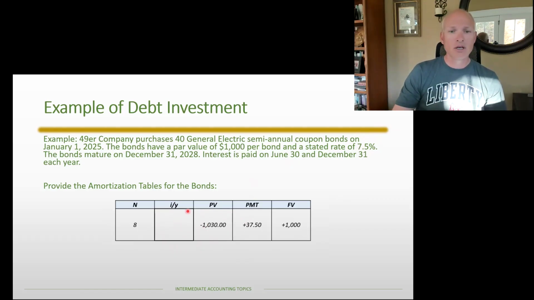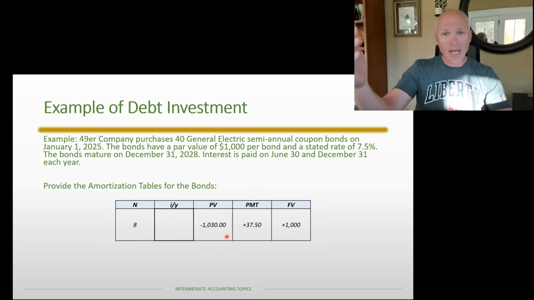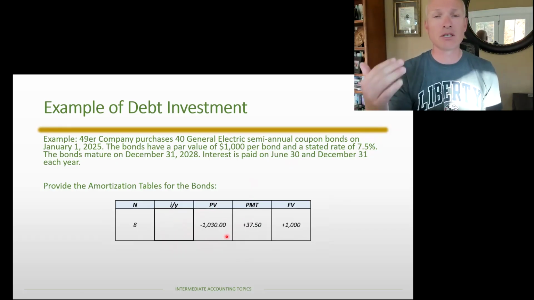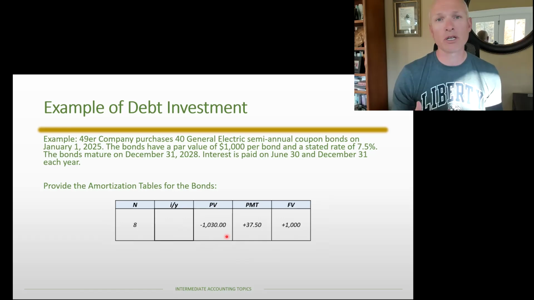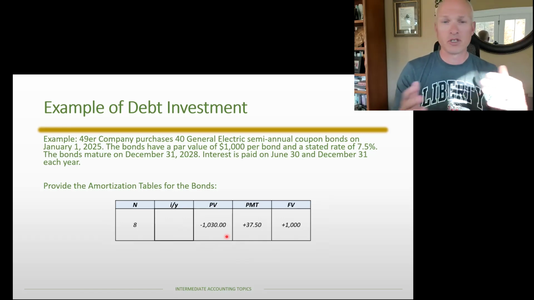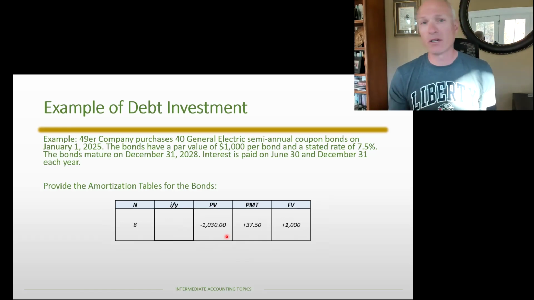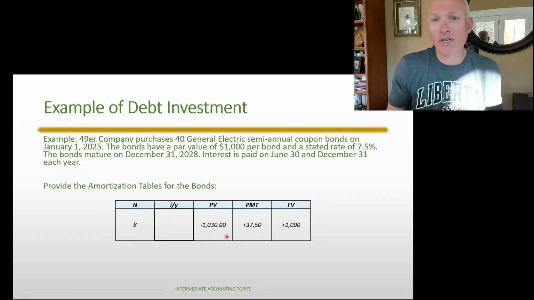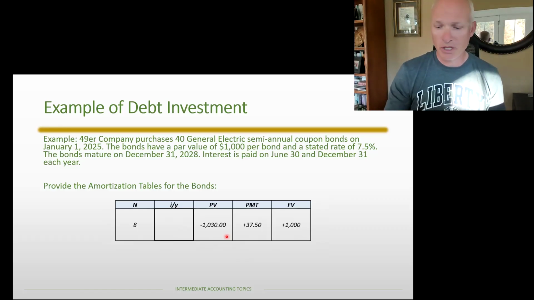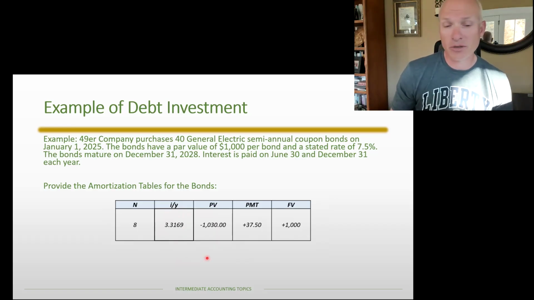Now, in this case, you can see that the price is at a premium, which tells us that the interest rate should be lower than the stated rate, meaning that there's more demand for this bond. So it must be the case that this bond is paying more interest than what the market demands. And again, for different companies, that required discount rate is going to be different, and over time it's going to change. And so in this case, as we would expect, that interest rate is 3.3169%, which is less than the semi-annual stated rate of 3.75%.